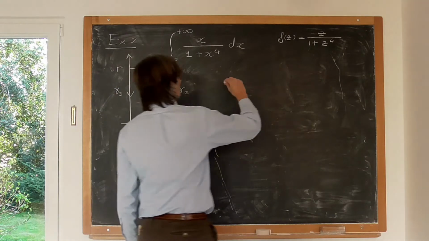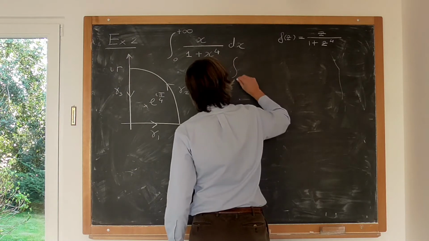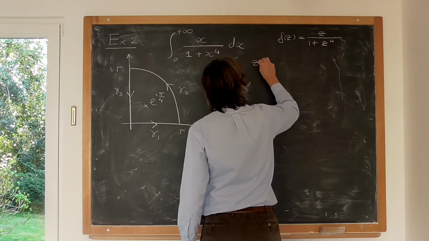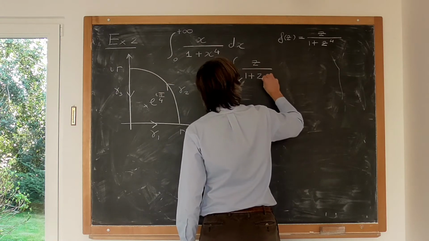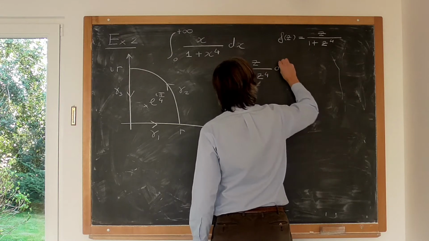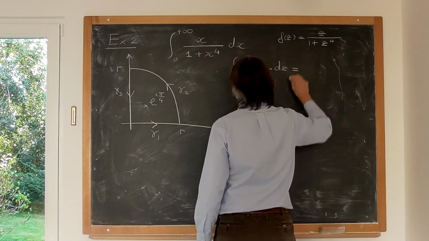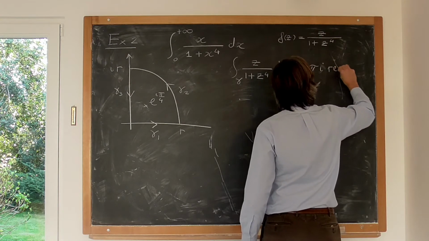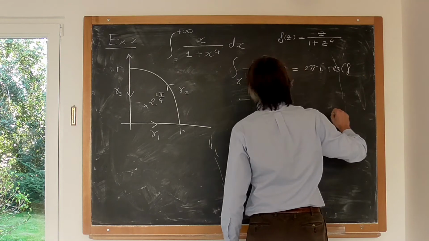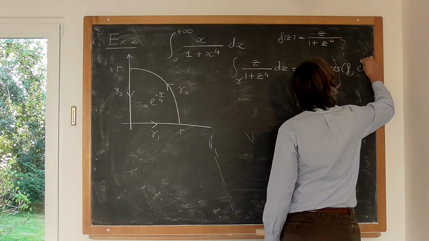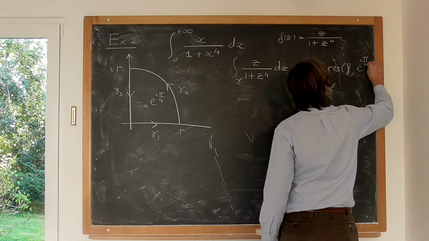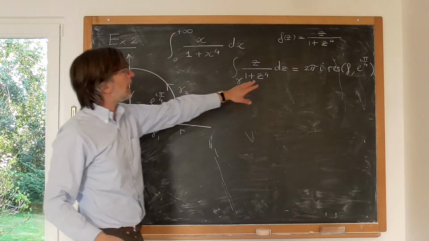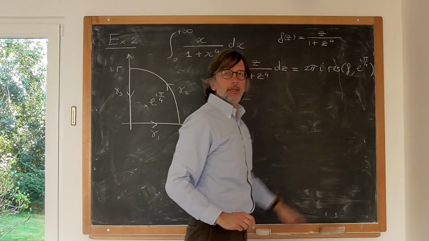Okay, so we can immediately say that the integral over the whole contour gamma of z divided by 1 plus z to the 4th dz is 2 pi i times the residue of this function f at e to the i pi divided by 4. Okay, so first of all, we would like to compute this residue.